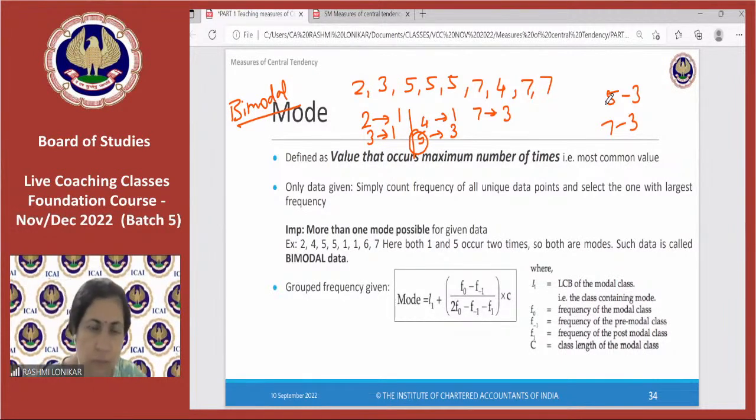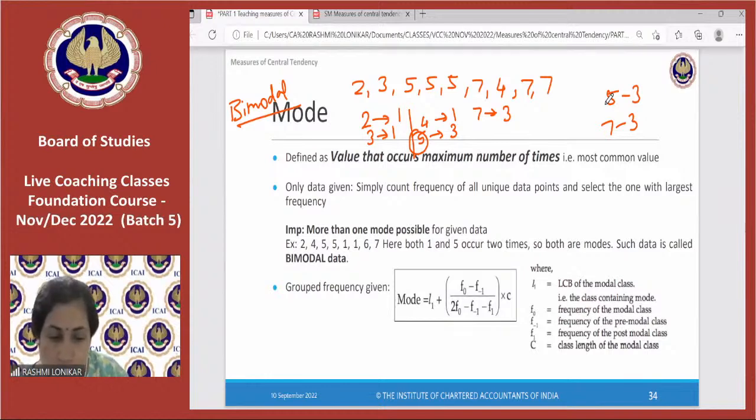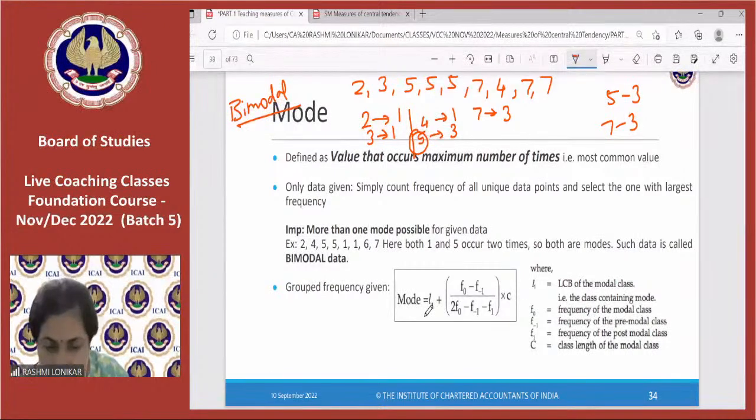First, what is the definition of mode? It's a value that occurs the maximum number of times. When you have simple, ungrouped data, you simply have to count how many times each number is repeated, and the number which is repeated the most times will be your mode. If there is more than one, then we say it is bimodal data. Then we are talking about grouped frequency. For grouped frequency, this is the one.